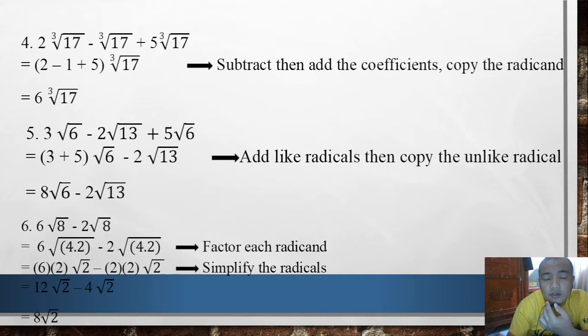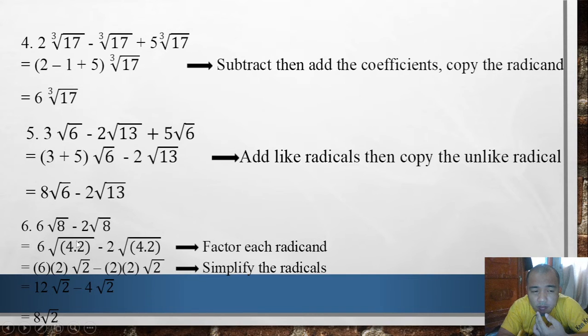Meron pa tayo dito, number 6. 6 square root of 8 minus 2 square root of 8 is, ayun, 6 minus 2. Wait. Yung square root of 8 kasi, we can still simplify this, wherein one of its factors is a perfect square, which are 4 and 2. 4 times 2 is 8. Meron siyang square root, which is 2.